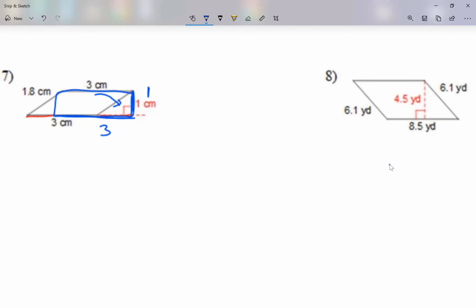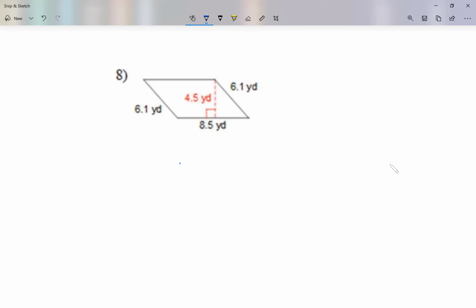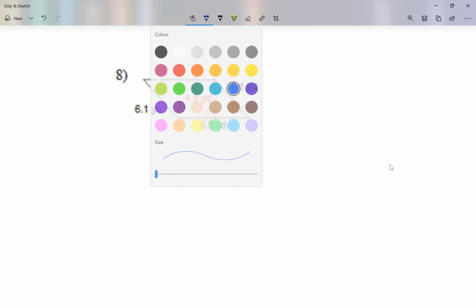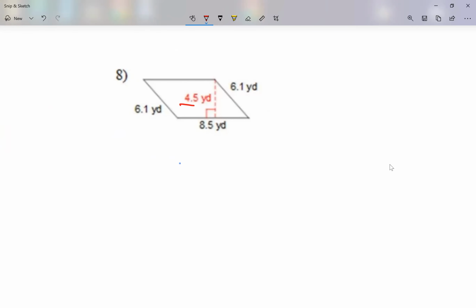Remember what I said for a rectangle? Just multiply those two numbers. 1 times 3 is 3. Nice. Let's take a look at question number 8. I'm going to find my 90-degree corner, that corner. So the two numbers I'm going to multiply, this number is 4.5. You see it's 4.5. This other number right here, it is 8.5. So I'm going to go 4.5 times 8.5.